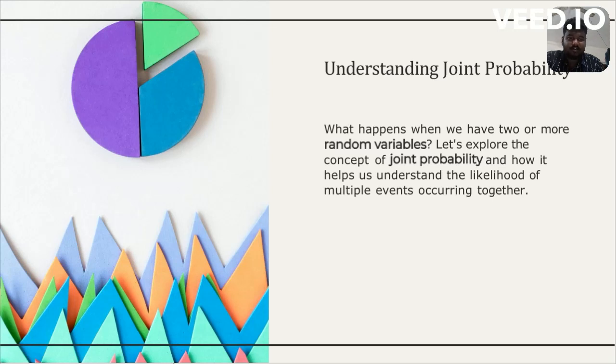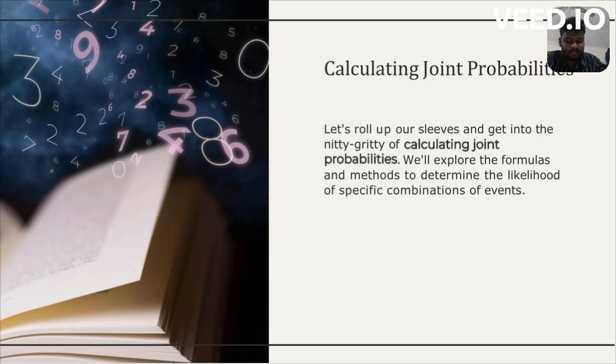This is the introduction about the joint probability. What happens when we have two or more random variables? So let's explore the concept of joint probability and how it helps us understand the likelihood of multiple events occurring together in the joint probability distribution.